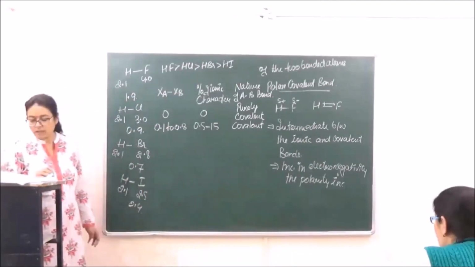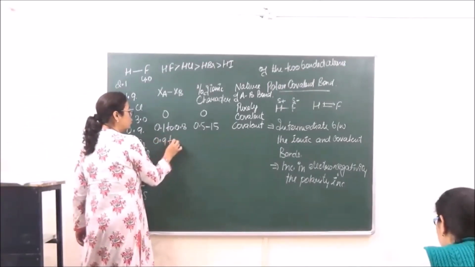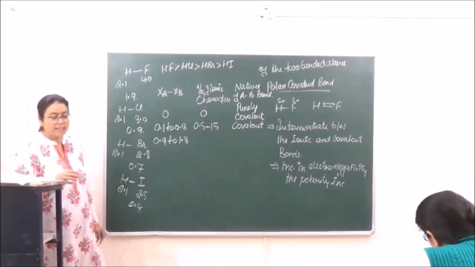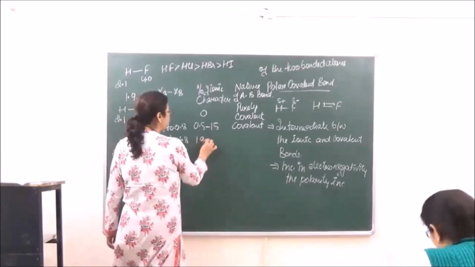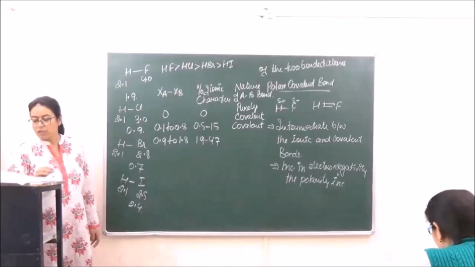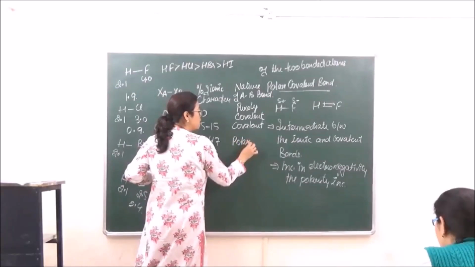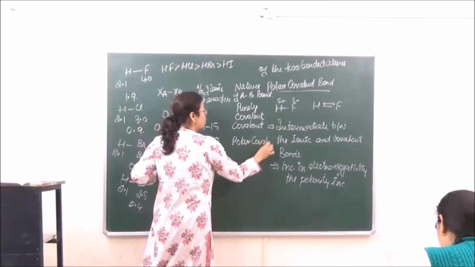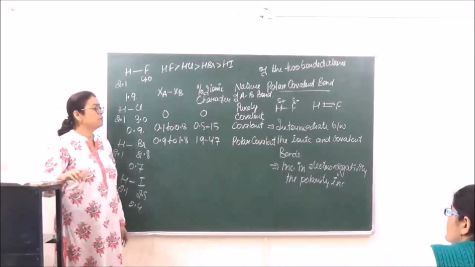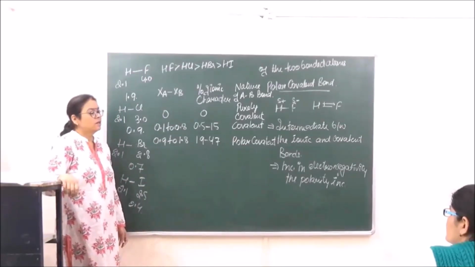Now if the electronegativity difference is between 0.9 to 1.8, in this case the percentage is 19 to 47% of ionic character. These kinds of bonds are said to be polar covalent. This is an important table because generally the questions give you the electronegativity difference, and on the basis of that you have to determine the nature of the bond.